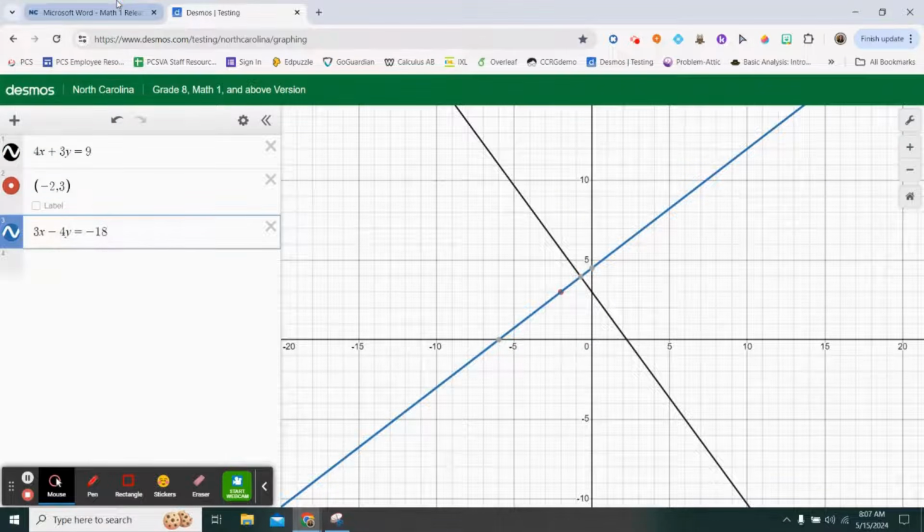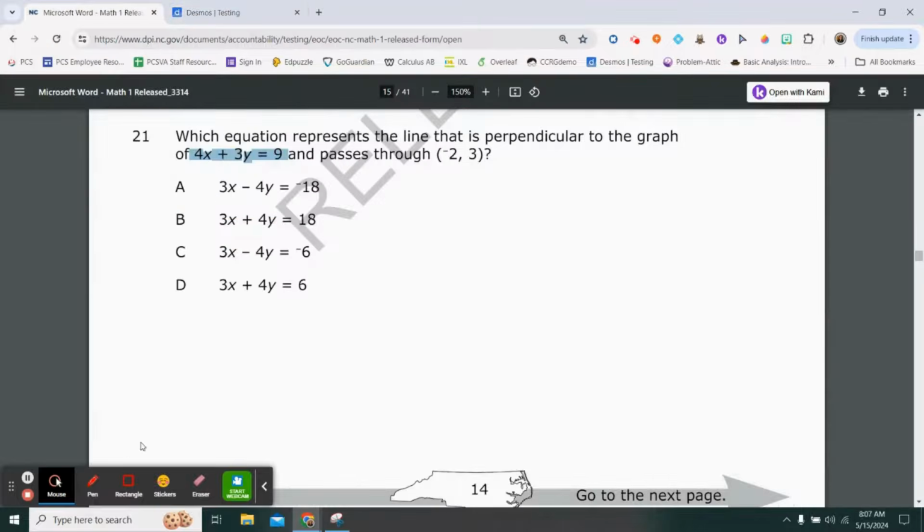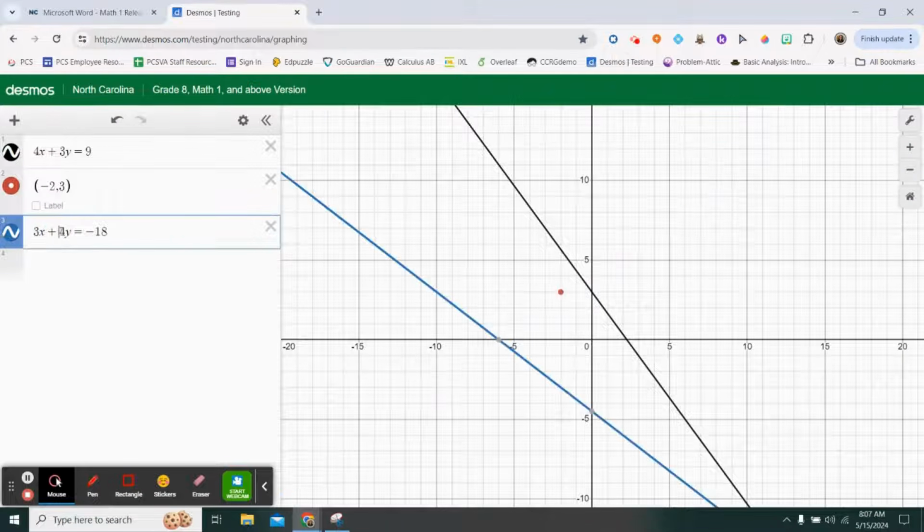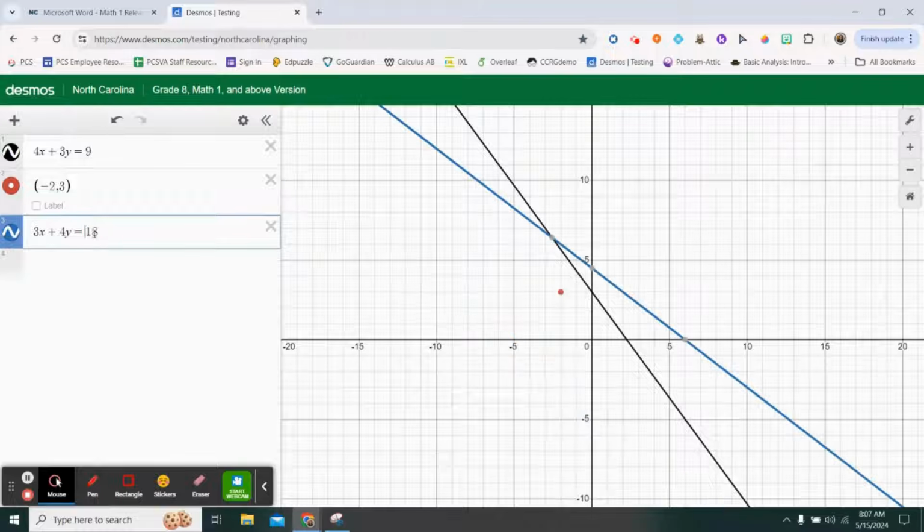And it looks perpendicular. So right now I'm thinking A might be the answer, but I'm going to just double check my other answers. So I have 3x plus 4y is equal to positive 18. That is definitely not perpendicular and it doesn't go to that point. So I could eliminate that one.